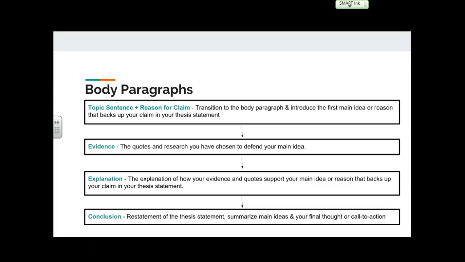So you should have a transition word, such as first of all, the first point is something like that, so that you're transitioning to the body paragraph. So at the beginning of the paragraph, you have to really state what you're about. Yes, that's the topic sentence. You transition to the body paragraph, and you introduce the first main idea or reason that backs up the claim in your thesis statement.